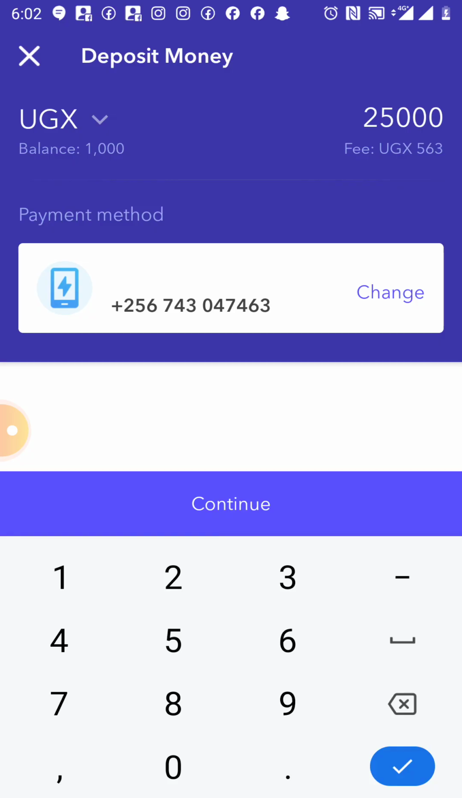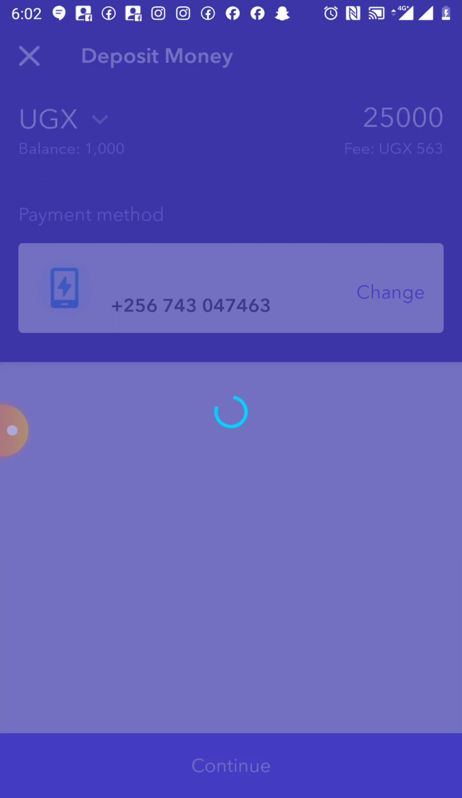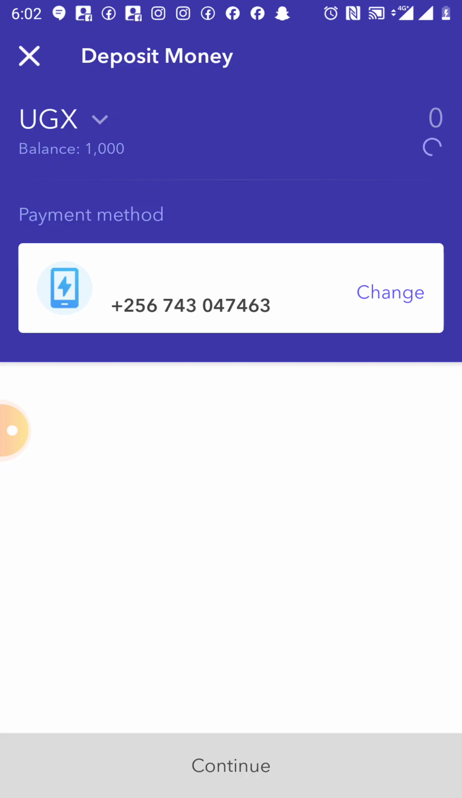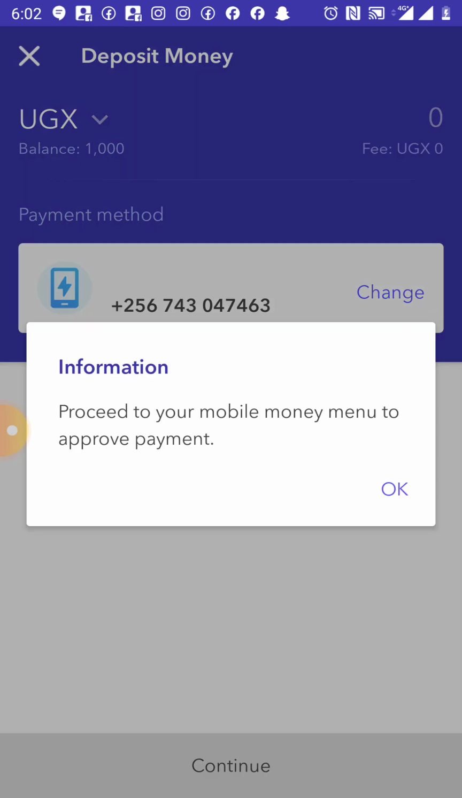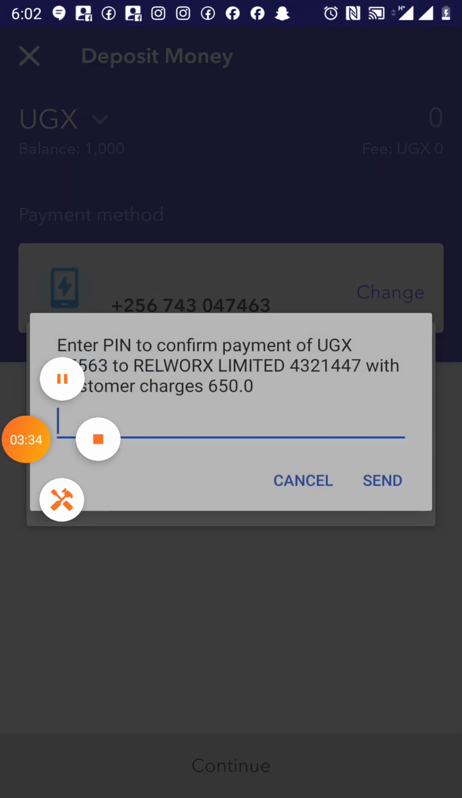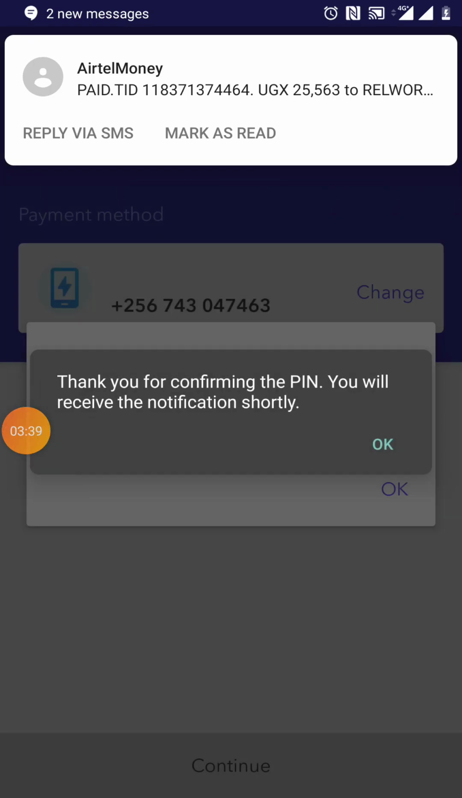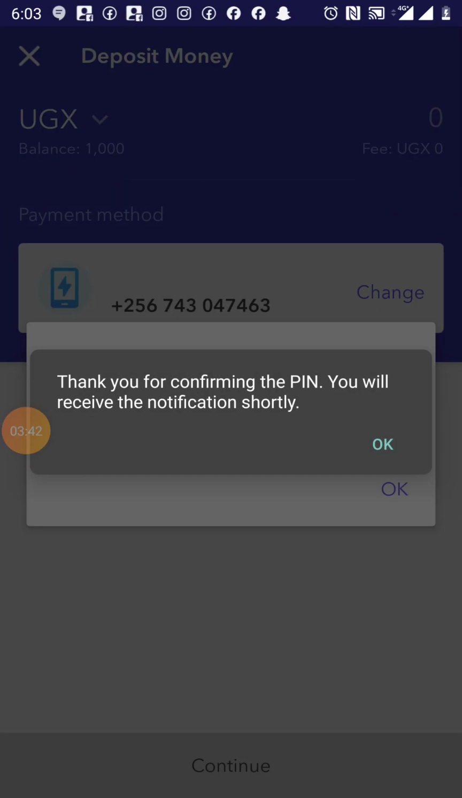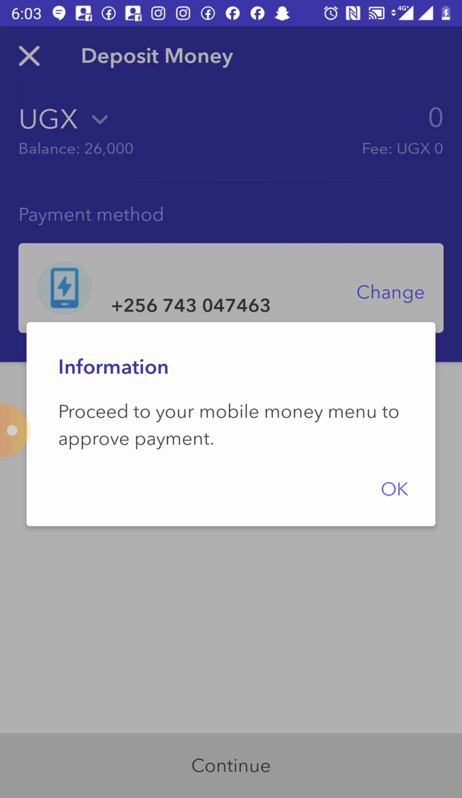Then I click continue, as we did the other time. After pressing continue, are you seeing that message? So I'm going to pause. The more you delay, the longer it takes to pop up. Are you seeing that? So now after putting in the amount that I've put in, you see here I've received: thank you for confirming the PIN. You will receive the notification shortly, but I've already received the notification. Proceed to your mobile money menu to approve payment.